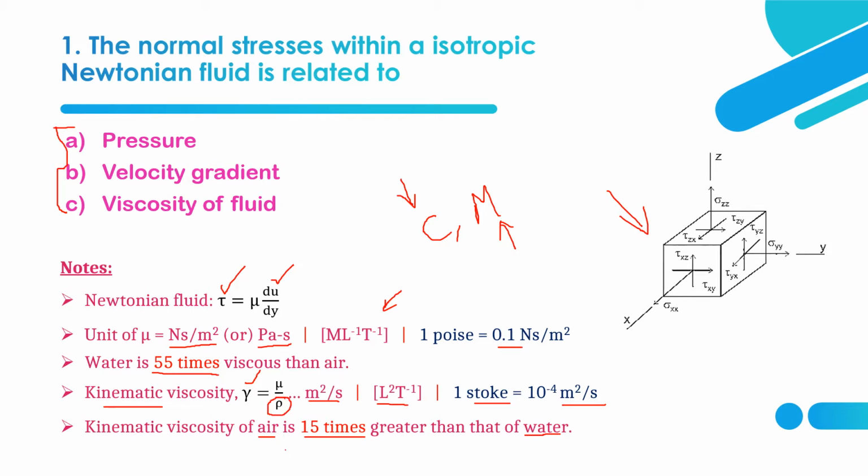Density of air is very low, around 1.2 kilograms per meter cube. But density of water is very high, it is 1000. So that's why kinematic viscosity of air is greater than water, but dynamic viscosity of water is greater than air. How much? 55 times. Here, 15 times. Now let's move on to the second question.